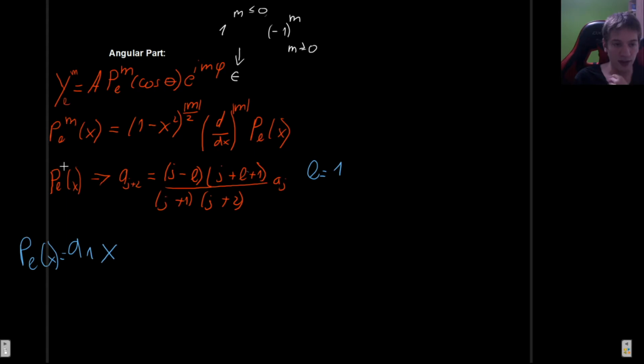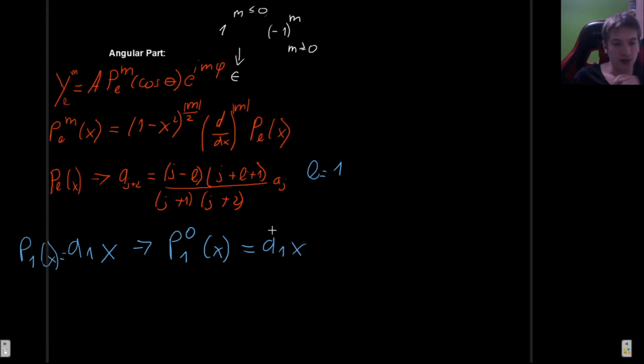And now to find the Legendre polynomial, we have to plug in L equals 1. So the associated Legendre polynomial for L equals 1 and M equals 0 in terms of x will be 1 minus x squared, m is 0. So this right here is just going to be 0. This is the 0th derivative, which means don't take the derivative of this. So basically this will also be the same as our Legendre polynomial. So it's just going to be a1 times x.